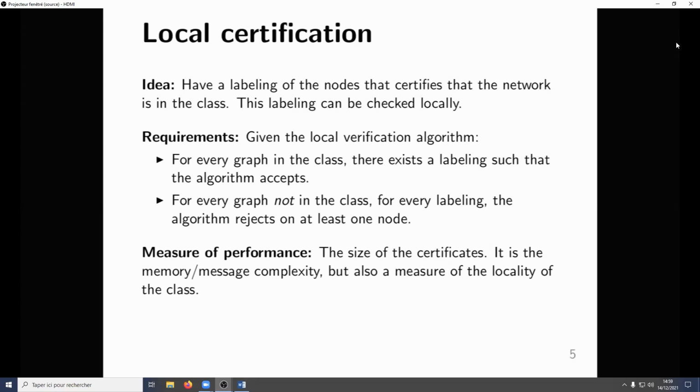And reject, this is the other decision. This means that, okay, something looks wrong, I raise an alarm, and then, I don't know, you do a reset or something, you stop. Okay, so this is a local verification algorithm, an algorithm that has this kind of behavior.